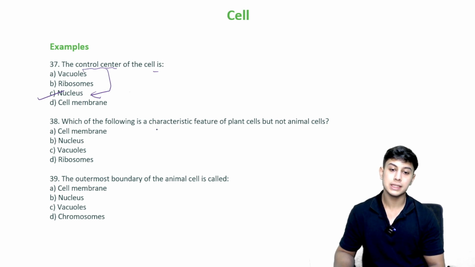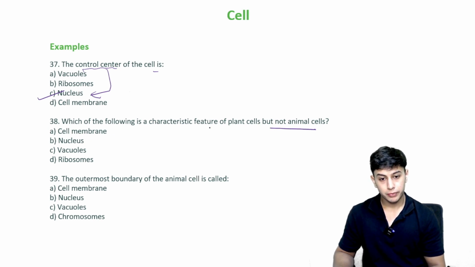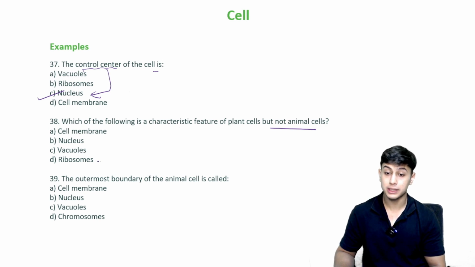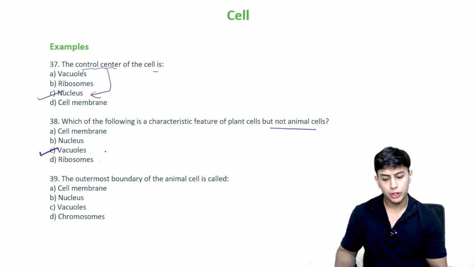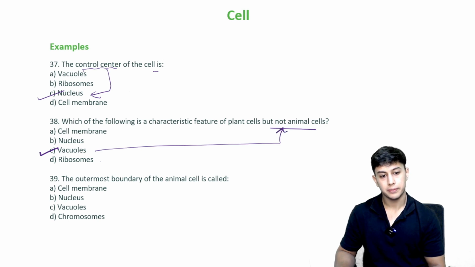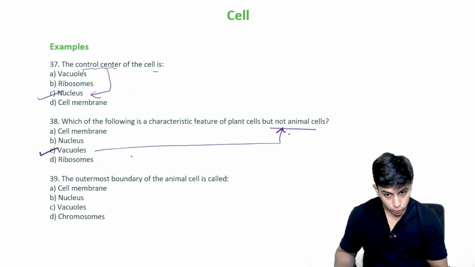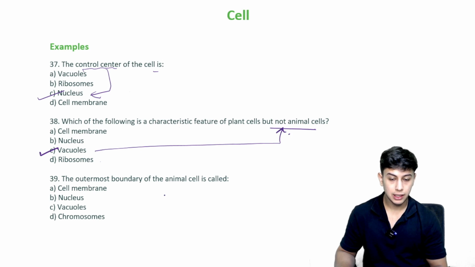Which of the following is a characteristic feature of plant cells but not animal cells? Alright, so this is present in plant cells but not in animal cells. Cell membrane, it is present in both. Nucleus is present in both. Ribosomes are present in both. It is vacuoles. Vacuoles are maybe very small or not present in animal cells.